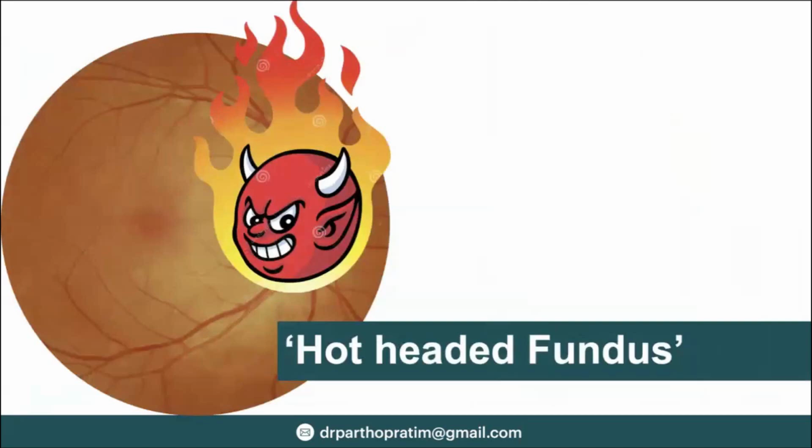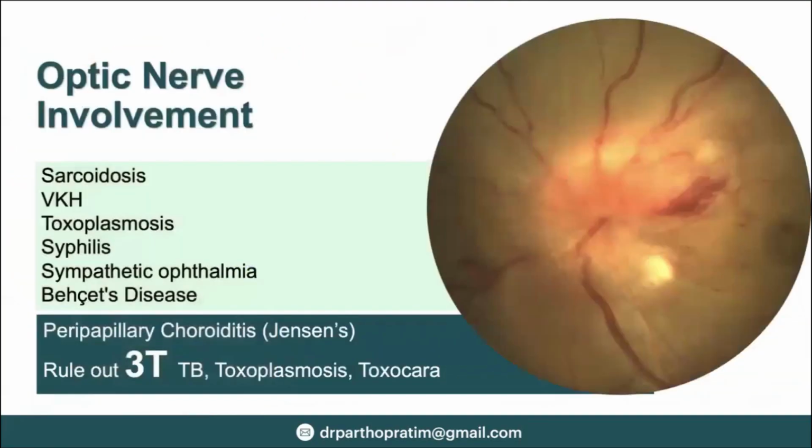So now coming to our third point, the hot-headed fundus. This means that somewhere the optic nerve head is involved. The characteristic examples are sarcoidosis, VKH, toxoplasmosis, syphilis, sympathetic ophthalmia, and Behçet disease. Another important optic nerve involvement is if you see it with a choroiditis. So remember the 3 Ts: TB, toxoplasmosis, and toxocara. These three can cause peripapillary choroiditis and can actually cause optic nerve involvement.